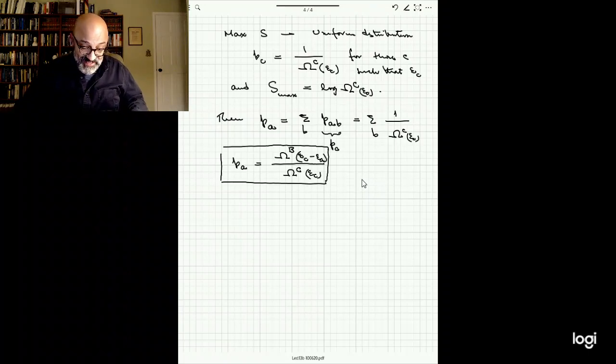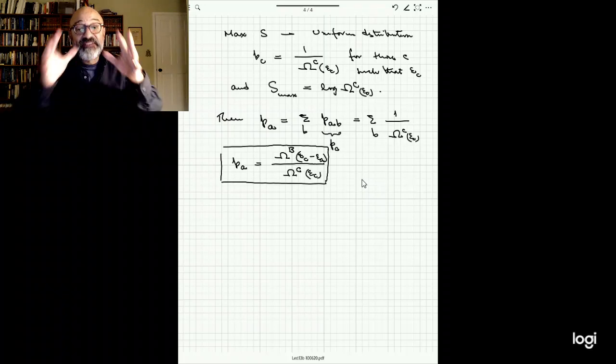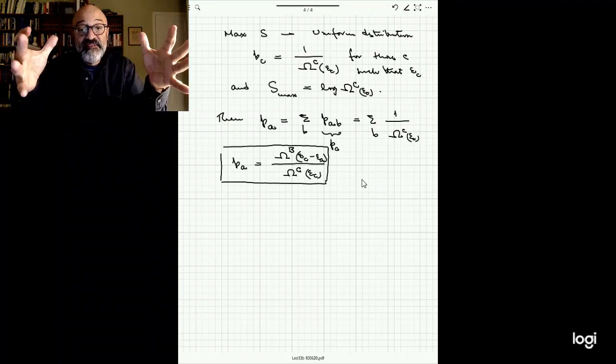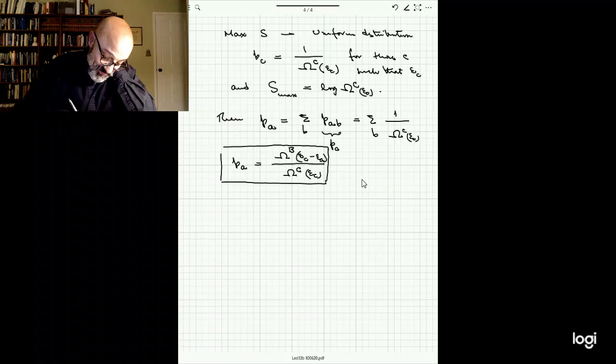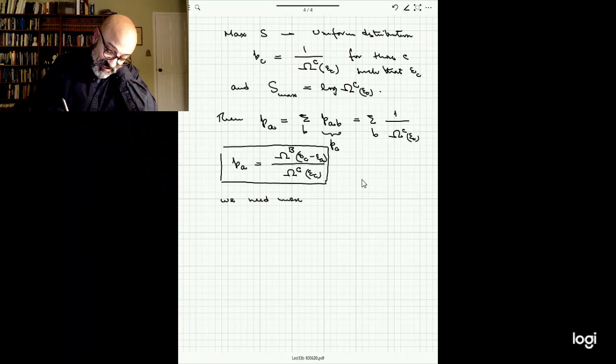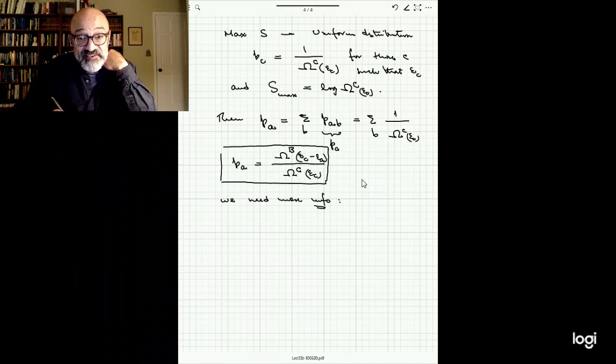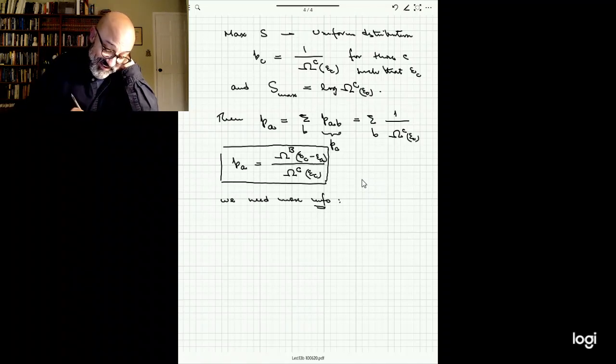Very well. At this point, we're stuck. We need more assumptions. What else do we know about the particular system A and the bath? We need more information. And the piece of information that I'm going to introduce here is actually rather non-trivial. It's that the bath tends to be much bigger than the system A.